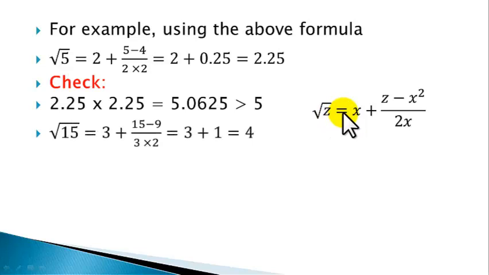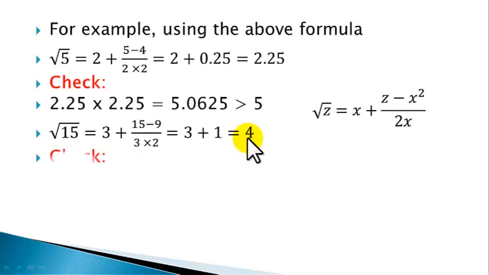Also, let us find the square root of 15 using the formula. Here, the next square number less than 15 is 9, that is x squared is 9. The square root of 9 is 3, that is x is equal to 3, and z is 15. That will then give us square root of 15 is approximately equal to 3 plus (15 minus 9) all over 3 times 2. 15 minus 9 is 6, divided by 6 is 1. 3 plus 1 is 4. So therefore square root of 15 is estimated to be equal to 4.